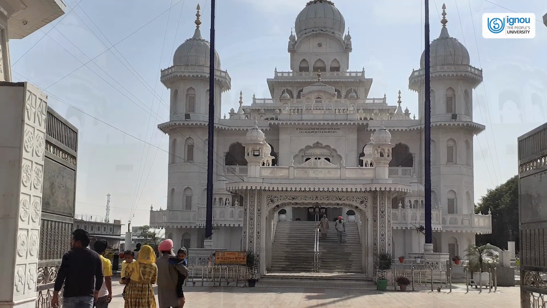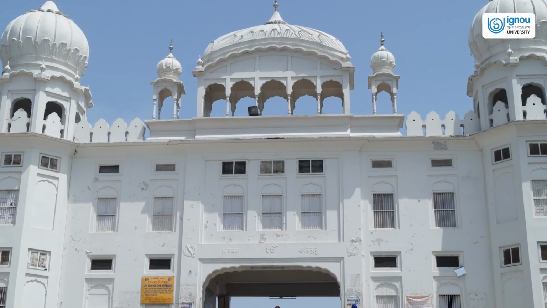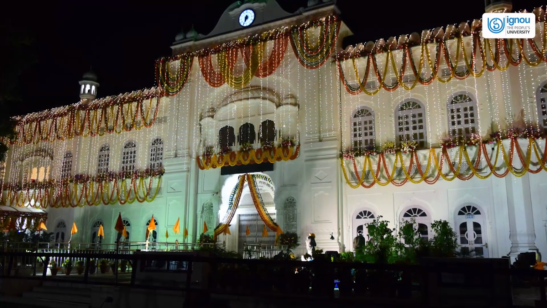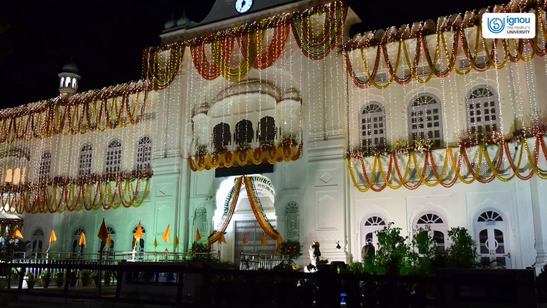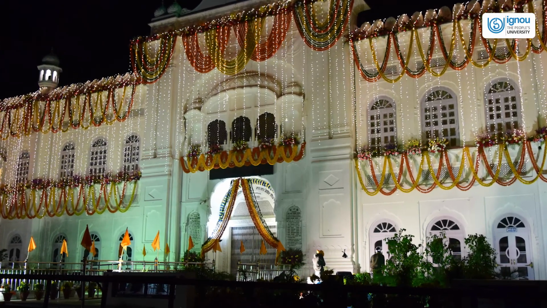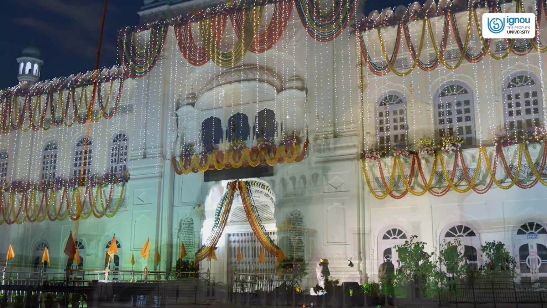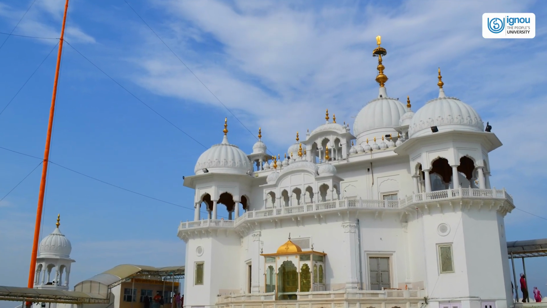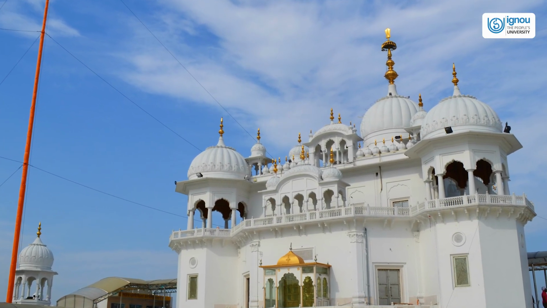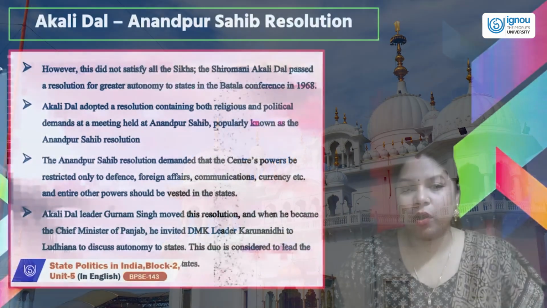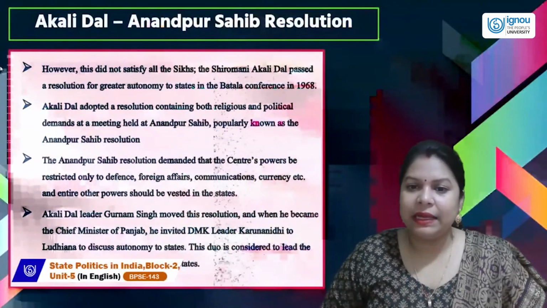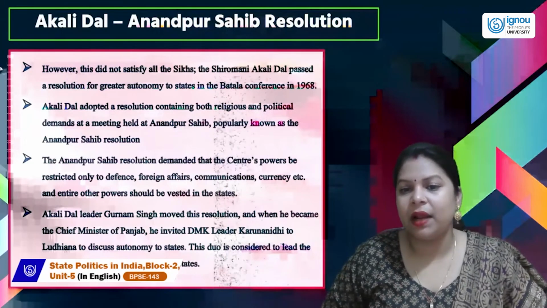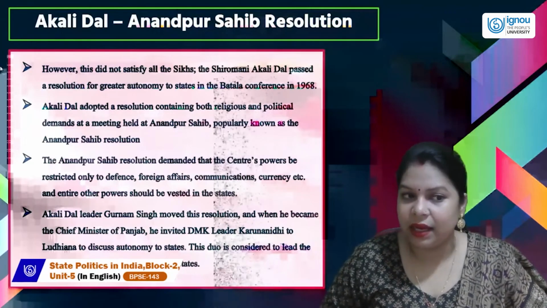So, what was their demand? Their demand was a separate Punjabi Suba, or a separate state for the Punjabi speakers in India. So he started a fast unto death for the demand of Punjab Suba, and the central government accepted the demand for Suba. However, this did not satisfy all the Sikhs. The Shiromani Akali Dal passed a resolution for greater autonomy to states in the Batala Conference in the year 1968.